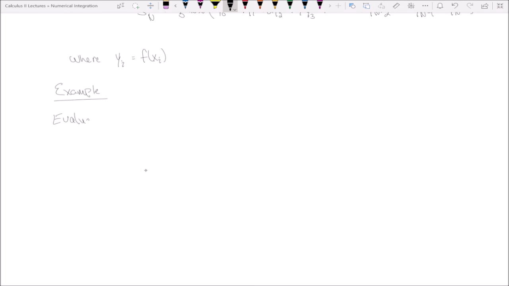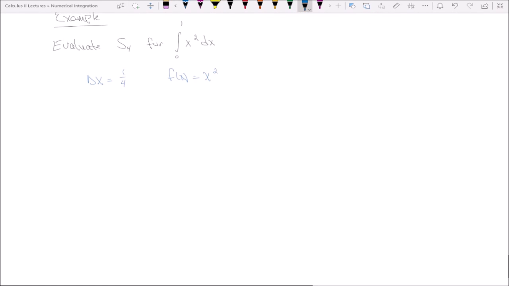So we will evaluate S4 for the integral 0 to 1 of x squared dx. So delta x again will be a quarter. F of x will again be x squared. X0 is 0. X1 is a quarter. X2 is a half. X3 is 3/4. And finally, x4 is 1.